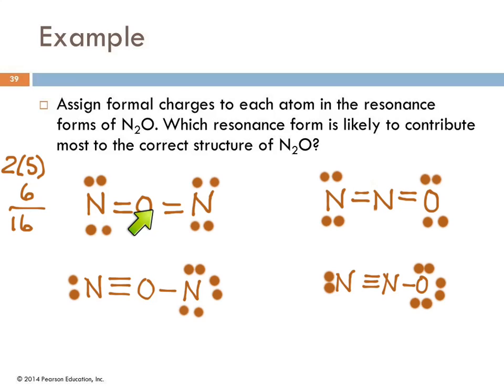Now here's a question. Are these resonance structures? Do they just differ in placement of electrons? No. They differ in how the atoms are connected, right? These two are resonance structures, and these two are resonance structures.